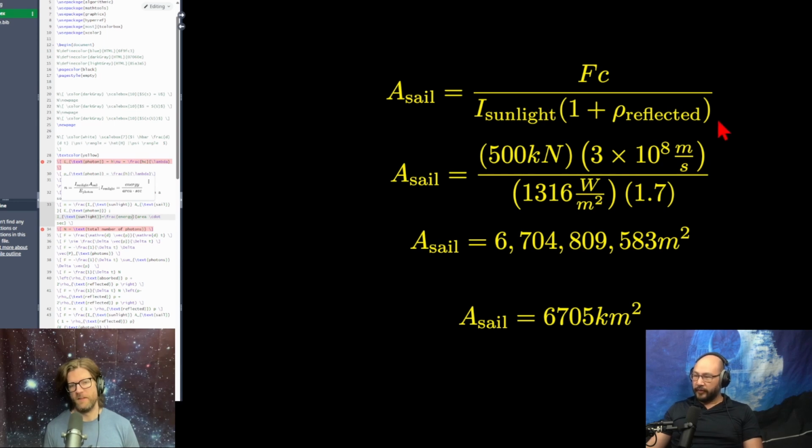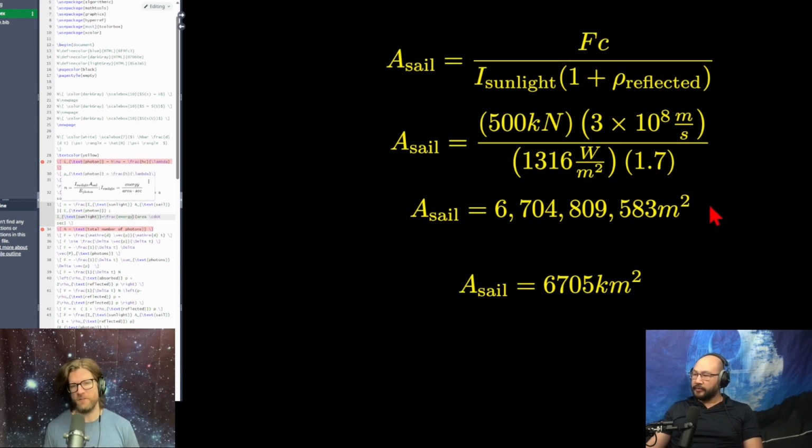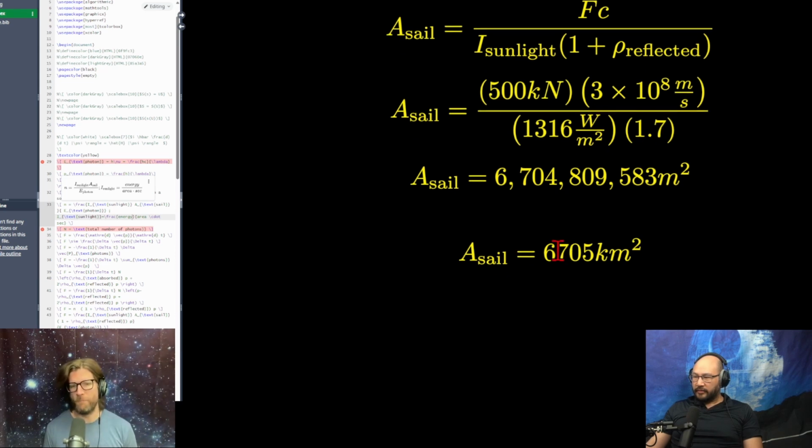Then plug in force, 500 kilonewtons, I think that's right for a jet engine, multiplied by c, divided by the intensity of sunlight, divided by that materials property, 1.7. That gives 6.7 billion meters squared, which is 6.7 thousand kilometers squared, which is big.